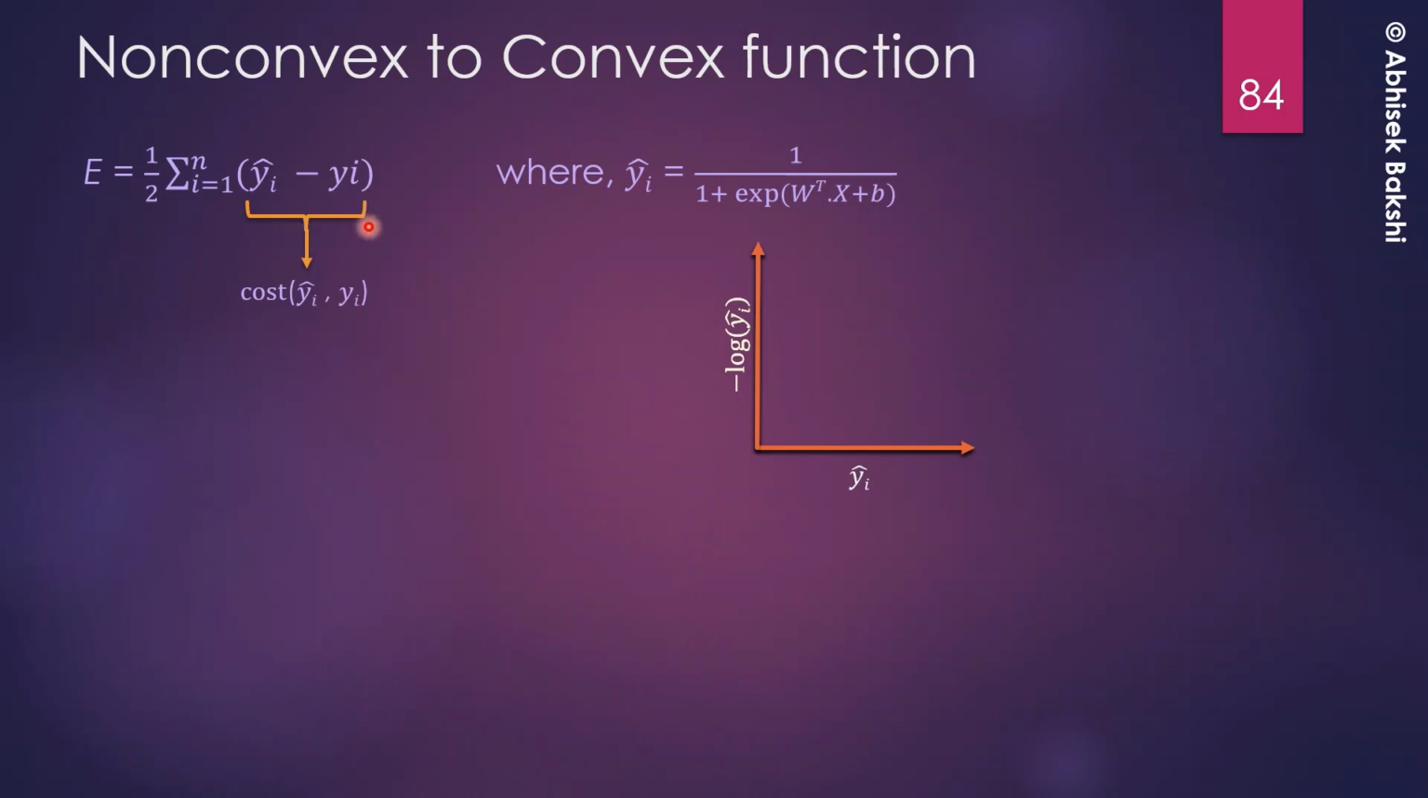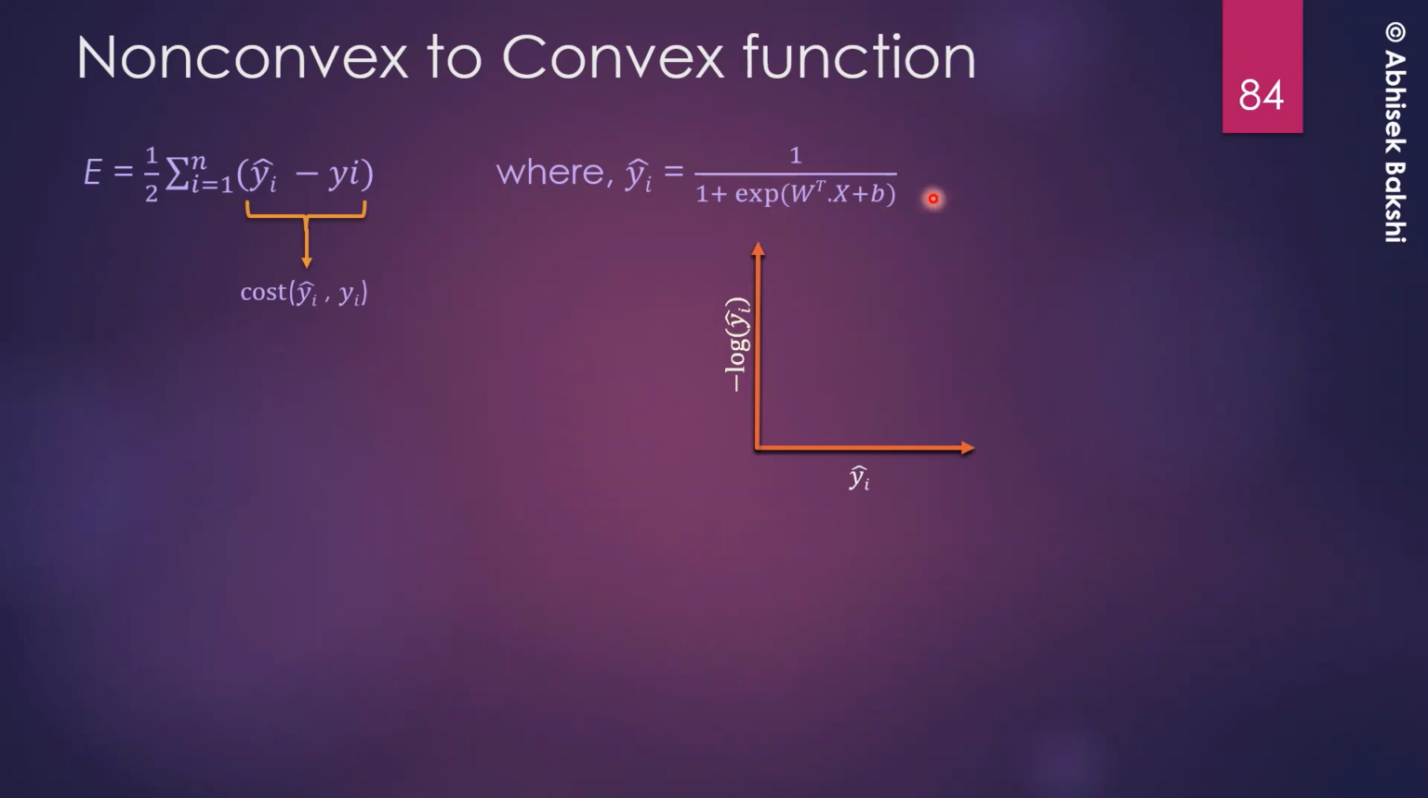Just for simplicity, to keep the equation simple, I am assuming yi cap minus yi as cost of yi comma yi cap. Okay, so this cost is representing this part, the cost function, where yi cap is 1 by 1 plus e to the power minus (wTx plus b). We all know that already. We have seen this is a sigmoid function.